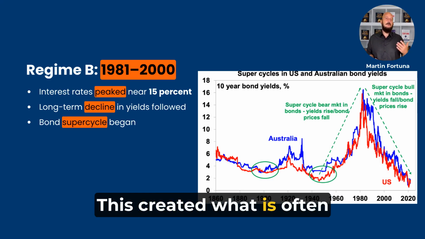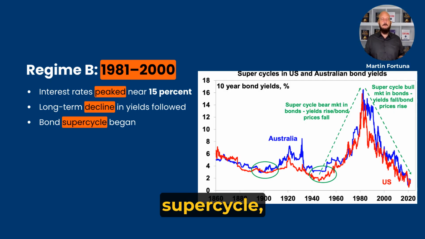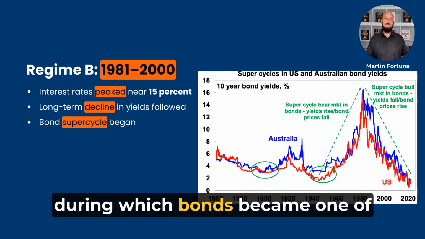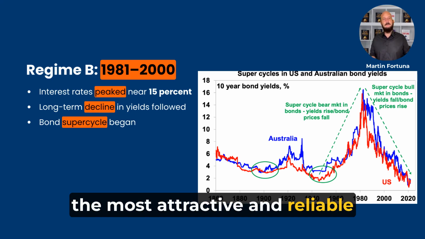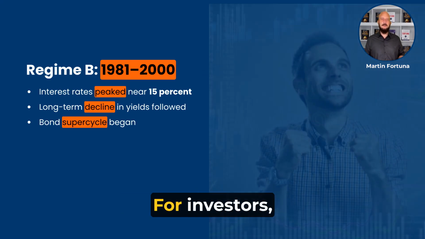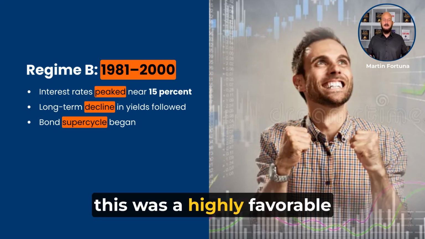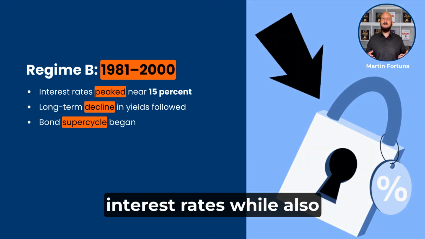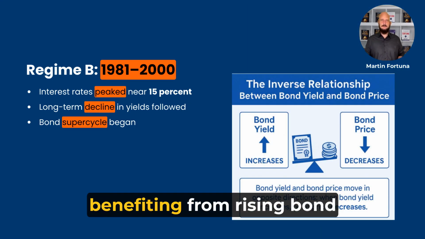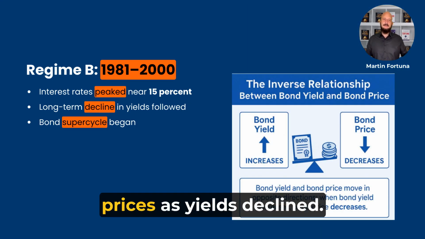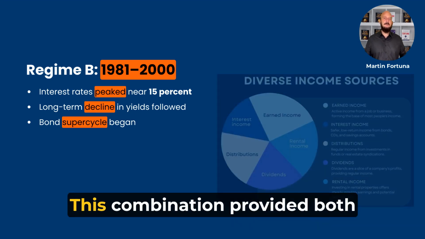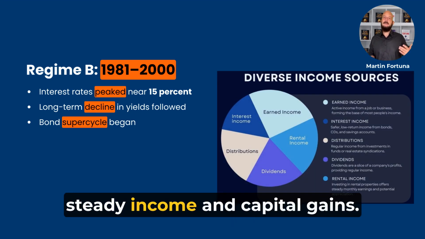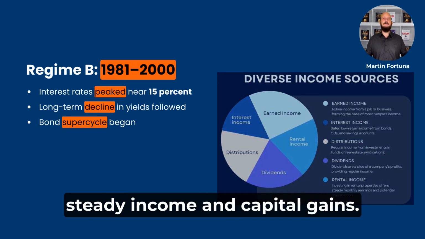This created what is often referred to as a bond supercycle, during which bonds became one of the most attractive and reliable investment options. For investors, this was a highly favorable environment. They were able to lock in high interest rates while also benefiting from rising bond prices as yields declined. This combination provided both steady income and capital gains.